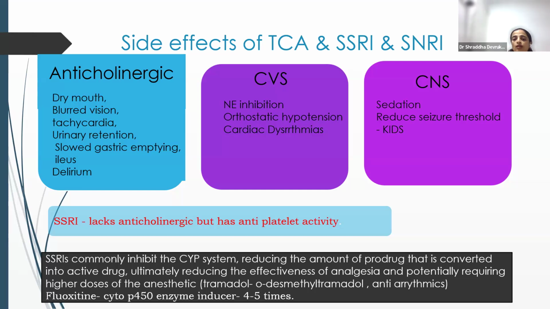So sometimes the prodrug, commonly what we see in anesthesia practice, tramadol, may not get converted to its active form, and the analgesic effect may be inhibited. While certain antiarrhythmics may have a sustained action and precipitate toxicity. And fluoxetine, of all of these, is the maximum inhibitor, which is said to be 4 to 5 times.